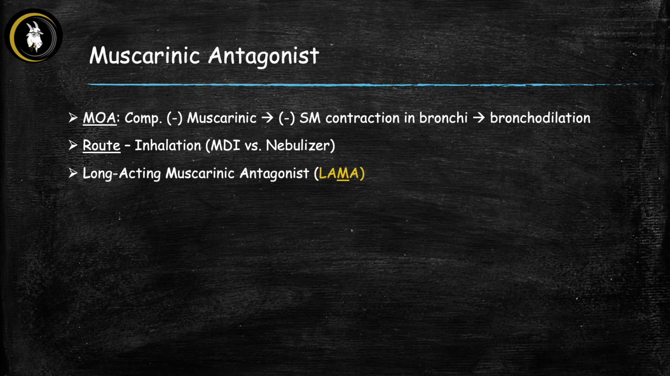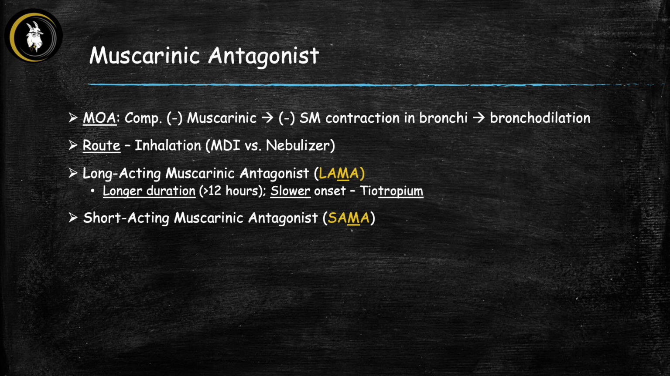We have the long-acting, which are known as the LAMAs, so long-acting muscarinic antagonists. And just like we saw with the LABAs, these have the longer duration of action but slower onset. And the main drug here is tiotropium. And then we have the short-acting muscarinic antagonists, so SAMAs. And again, just like we saw before, these have a shorter duration of action, but much faster onset. And an example of this one is ipratropium.